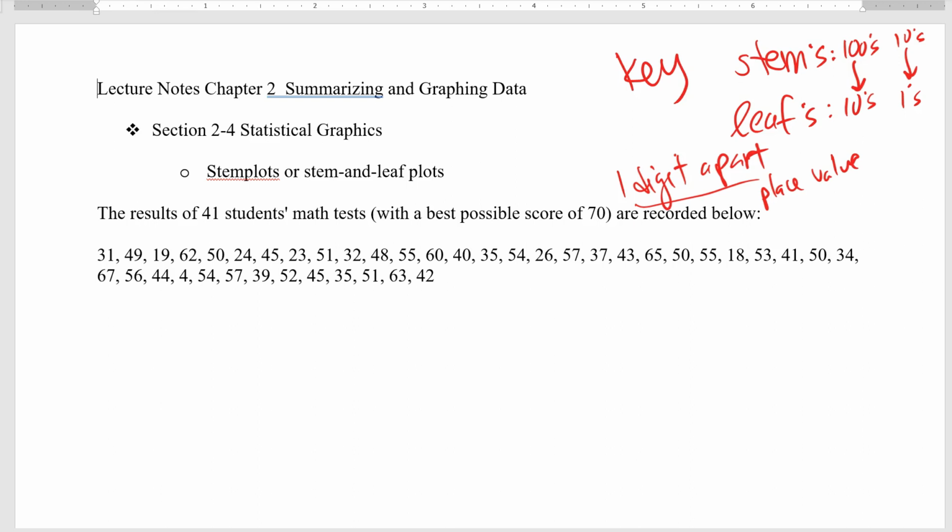When I look at the information here, we have numbers ranging from, let's see if we have a minimum. I think I see 18 might be the smallest. No, 4. So that looks like it'll be our minimum. And our maximum, if I'm scanning through here, I see 67 might be our max. Most of these are going by 10s, like 10s, 20s, 30s, 40s. So I'm probably going to make my stems 10s, and my leaves would be one digit less, so 1s.